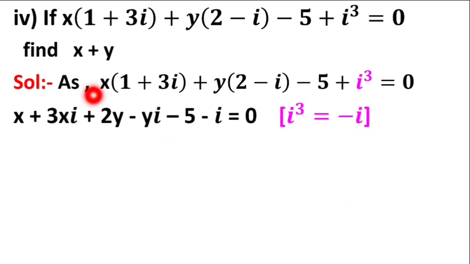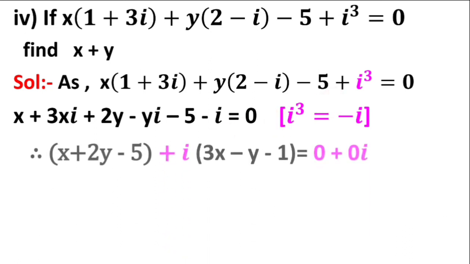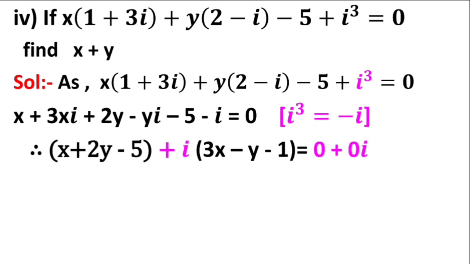Now open the bracket. x into 1 is x plus x into 3i is 3xi. Then y into 2 is plus 2y plus y into minus i, that is minus yi, minus 5 minus i is equal to 0. Then the remaining terms transfer on the RHS side, or taking i common from these three factors, and the term which is free from i you have to write together, means x plus 2y minus 5 plus, taking i common from this, that becomes i into bracket (3x minus y minus 1) is equal to 0. 0 means 0 into i.